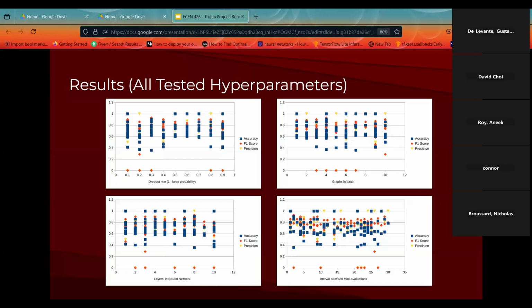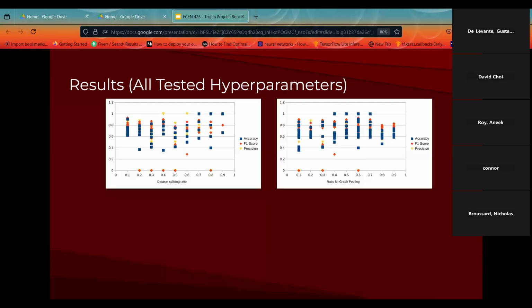It seemed largely uncorrelated, but a larger number of hidden units did seem to perform well. And then moving on to the next slide, the dropout rate seemed to perform well around a keep probability of 0.4, which puts it at a dropout rate of 0.6. Layers in the neural network performed well at 4 and 5. The number of groups in the batch, that is, the number of graphs tested at once, performed surprisingly better at 1 and 2. I don't know why it had an effect, because I would have assumed that this should be uniformly distributed. And then we have the interval between evaluations, also largely uncorrelated.